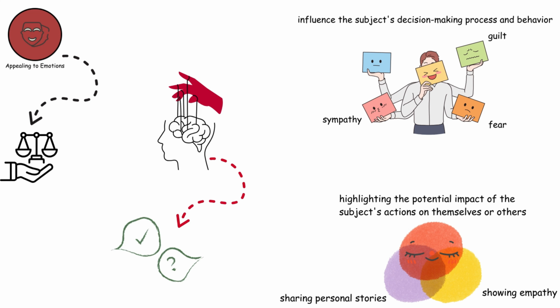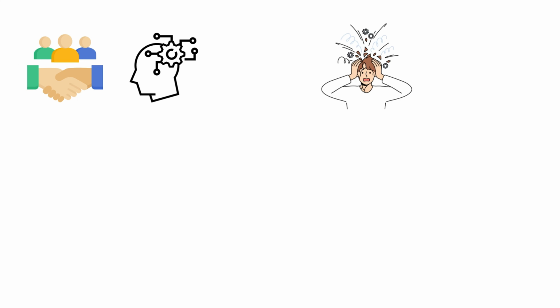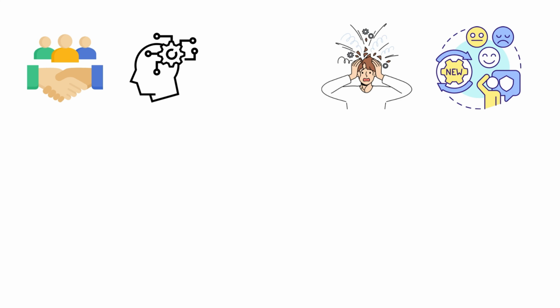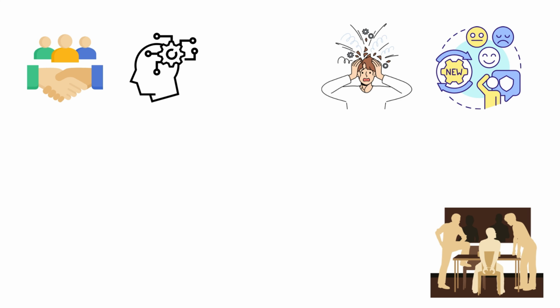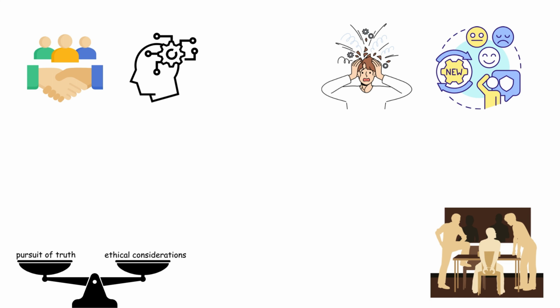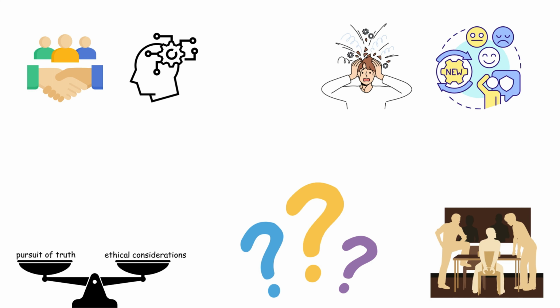From building rapport and using logic to employing psychological pressure and appeals to emotions, interrogators employ a nuanced approach tailored to each individual and situation. However, it's essential to balance the pursuit of truth with ethical considerations, ensuring that interrogation methods uphold the principles of fairness, integrity, and respect for human rights.